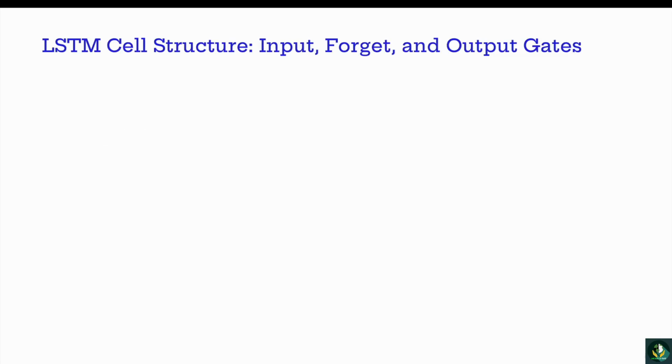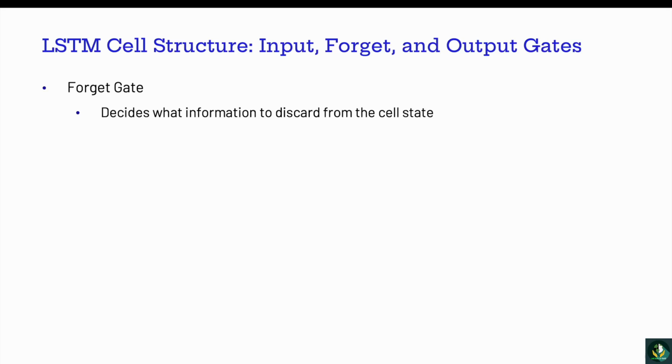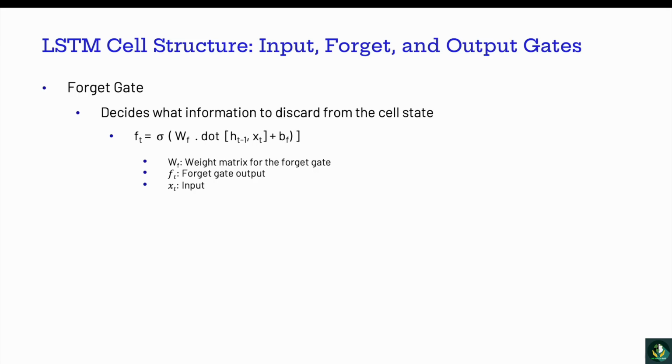Now let's look at the LSTM's cell structure, which has input, forget, and output gates. First, the forget gate decides what information to discard from the cell state. Its formula is defined as ft = sigma(Wf · [ht-1, xt] + bf), where Wf is the weight matrix for the forget gate, ft is the forget gate output, xt is the input, and ht-1 is the previous hidden state.